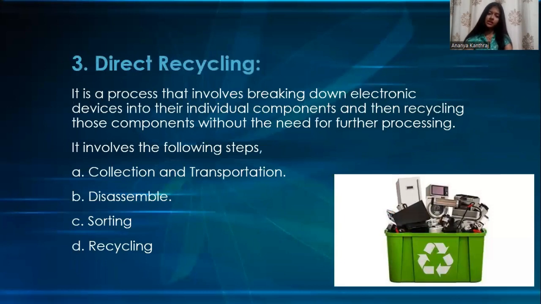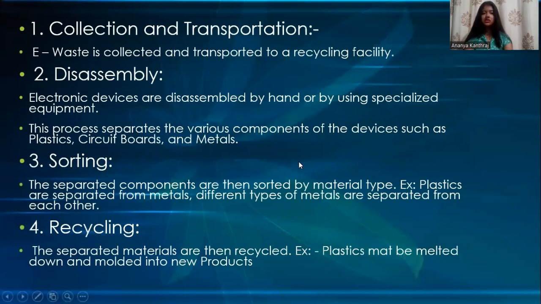Third is direct recycling. It is a process that involves the breakdown of electronic devices into their individual components and then recycling those components without the need for further processing. It involves the following steps: collection and transportation, disassembly, sorting, and recycling. So let us look into the first method, which is collection and transportation. E-waste is collected and transported to a recycling facility.